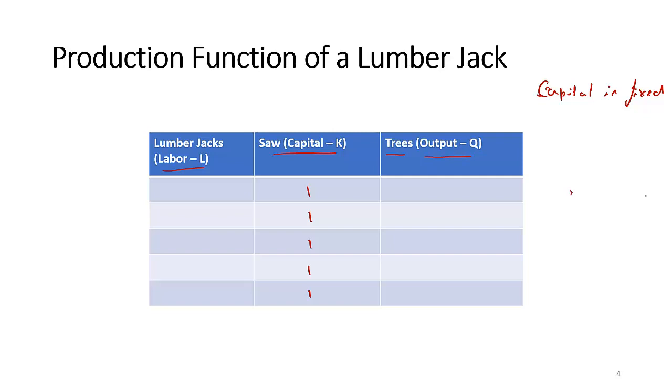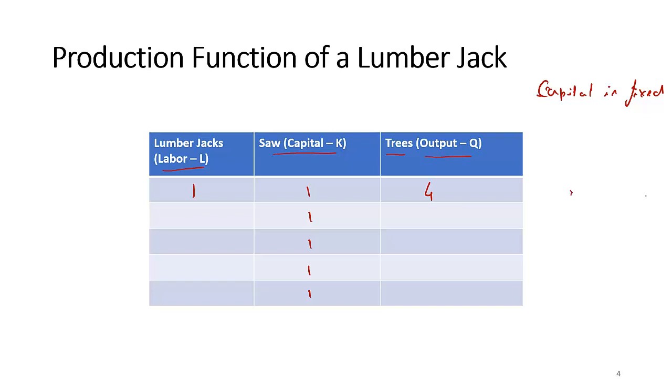So if you're an entrepreneur, you hire a laborer. You hired the first laborer, and you realize that when you hired the first laborer, you are able to cut down 4 trees. So in this case, the production function shows that 1 unit of labor with 1 unit of capital is able to cut maybe 4 trees in a day.